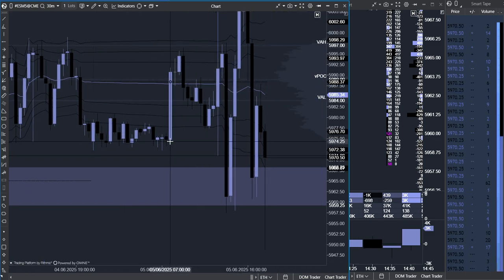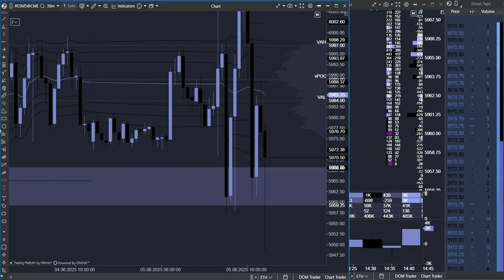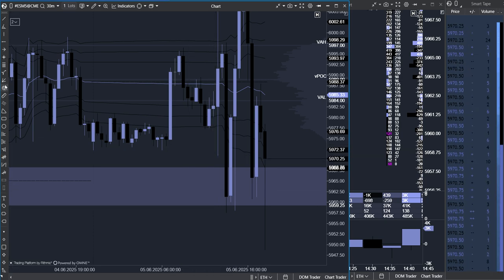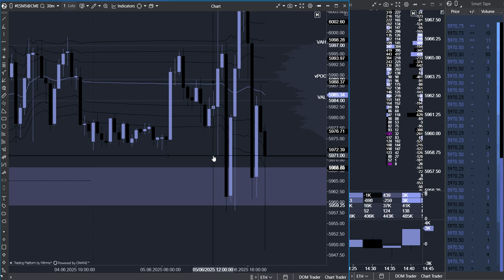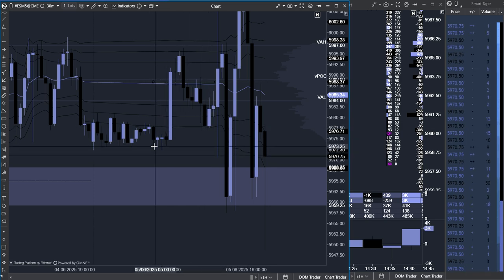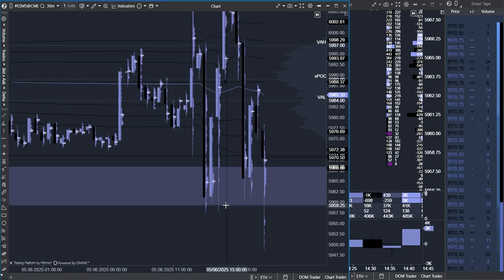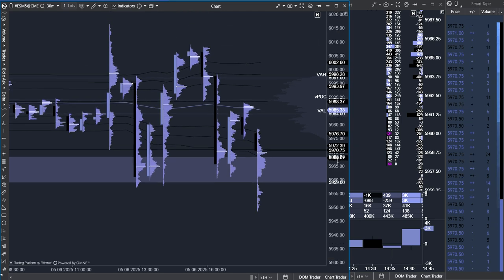That kind of low tells me the auction didn't finish properly, and the market might want to come back down to complete it. But if price revisits the poor low and holds or starts absorbing sellers, that's where things get interesting. That's when you start looking for a potential failed breakdown.